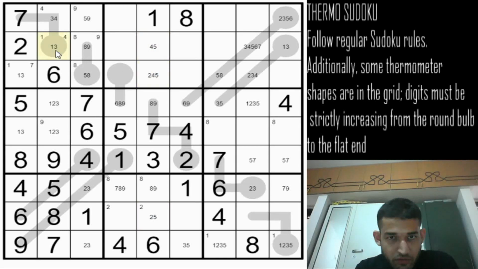And in row 2 we have a 1 3 in row 2 column 2 and a 1 3 in row 2 column 9, so 3 can be removed from this cell.